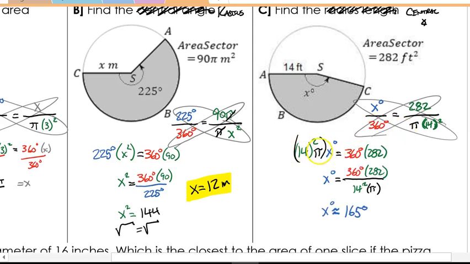So let's continue cross multiplying. X times 14 squared times pi is equal to 360 times 282. We'll divide by 14 squared times pi. That will approximately equal 164.8. I'm going to round it up to 165 degrees. Again, this answer makes sense because we're looking for a degree measure less than 360. This actually almost looks less than half, which we know is 180 degrees.